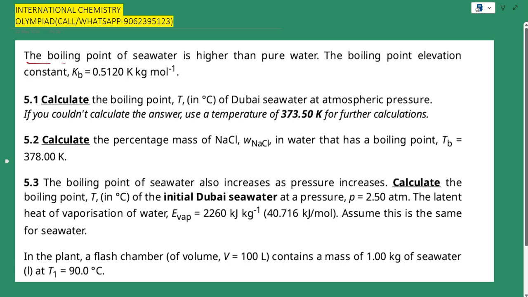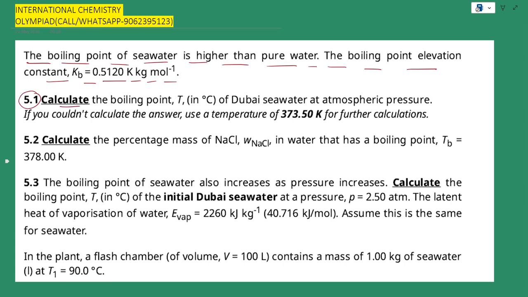The question is: the boiling point of seawater is higher than pure water. The boiling point elevation constant Kb is 0.5120 kg mol inverse. Question 5.1: calculate the boiling point T in degrees Celsius of Dubai seawater at atmospheric pressure. If you could not calculate the answer, use a temperature of 373.50 K for the further calculations.